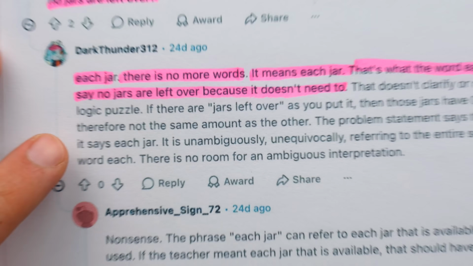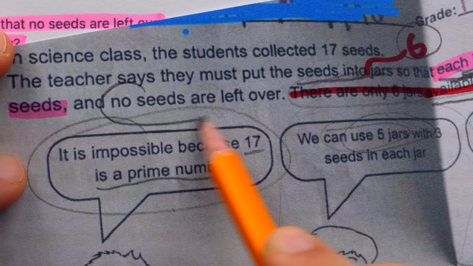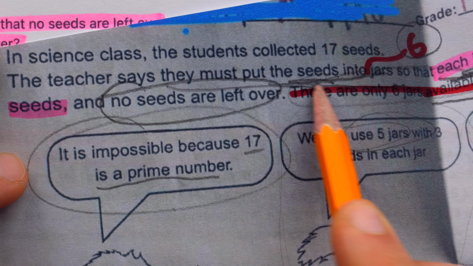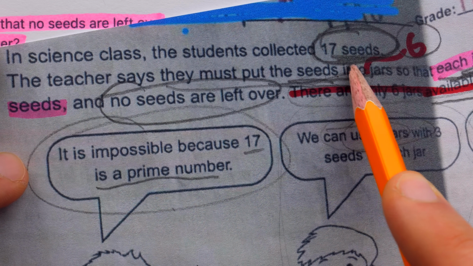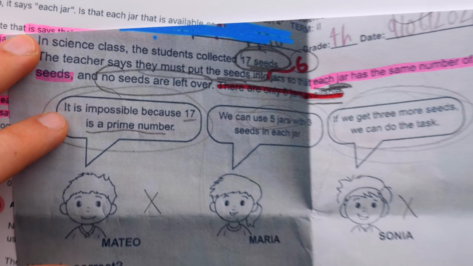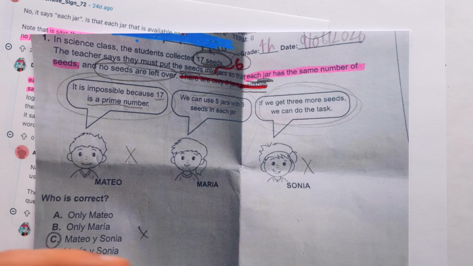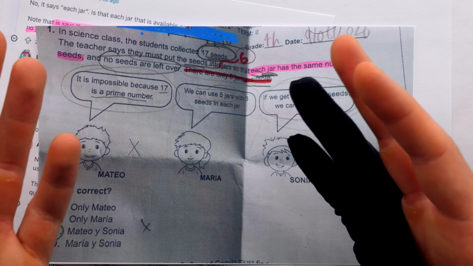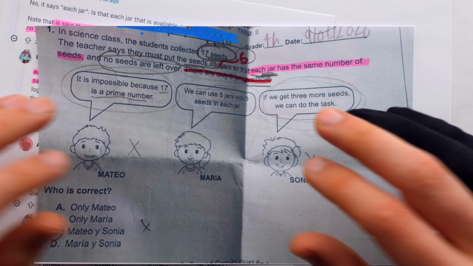But I think this completely misses the point of communication. It doesn't need to? Why does it need to say that no seeds are left over? Isn't it that they must put the seeds into jars enough? The seeds obviously refers to the 17 seeds. They need to put all the seeds into jars. There's no need to say that no seeds are left over, but the author thought it was necessary to include for clarity. We're talking about a bilingual classroom with 4th grade students that are guaranteed to have some different interpretations wherever there may be some ambiguity.